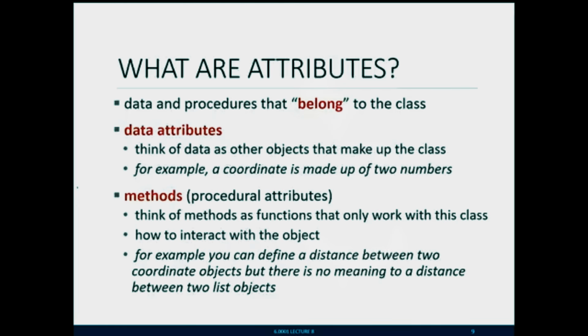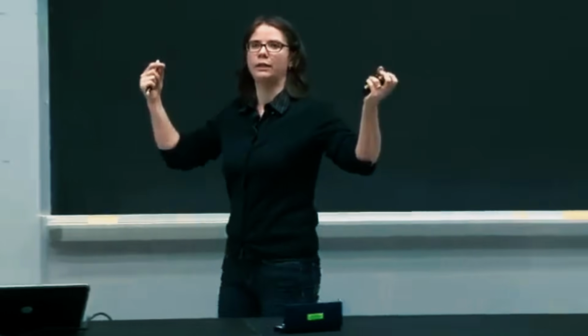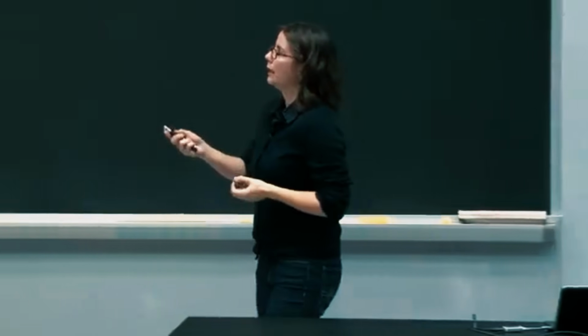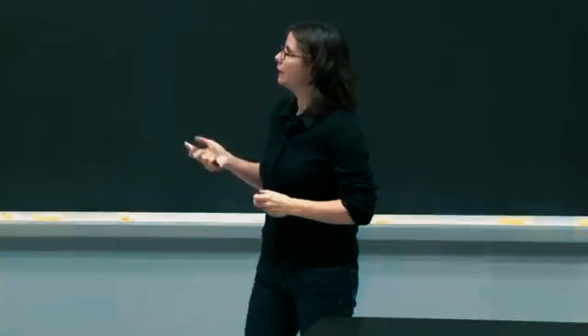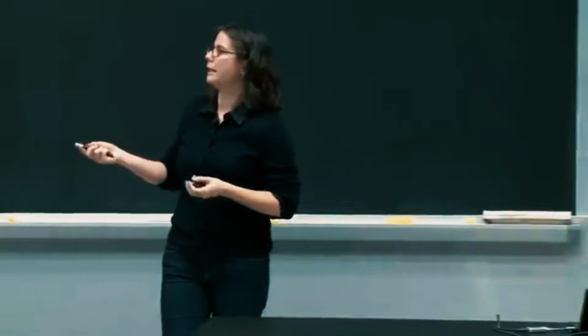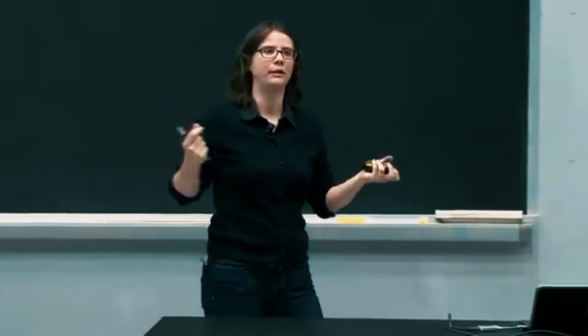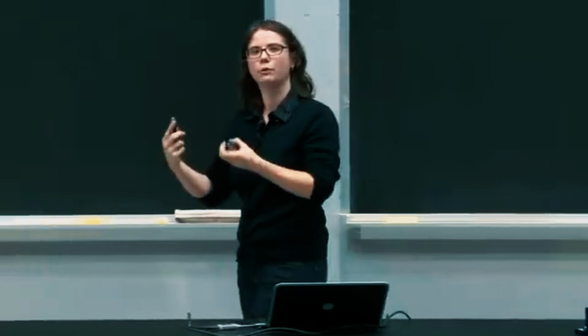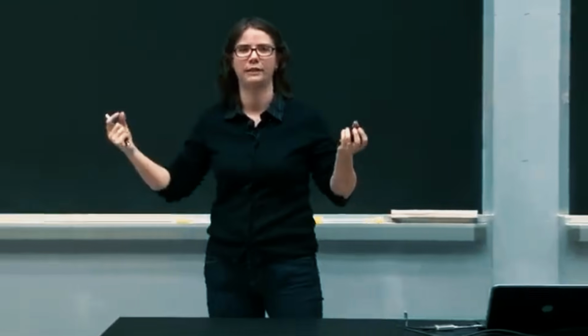So for example, for a coordinate object, we can say that we can take the distance between two coordinate points, okay? And that's going to be a way that you can interact with two coordinate points. And just to be clear, these are going to belong to this class, which means that if you try to use this distance method on two lists, for example, you're going to get an error, because this distance method was only defined to work with two coordinate type objects.